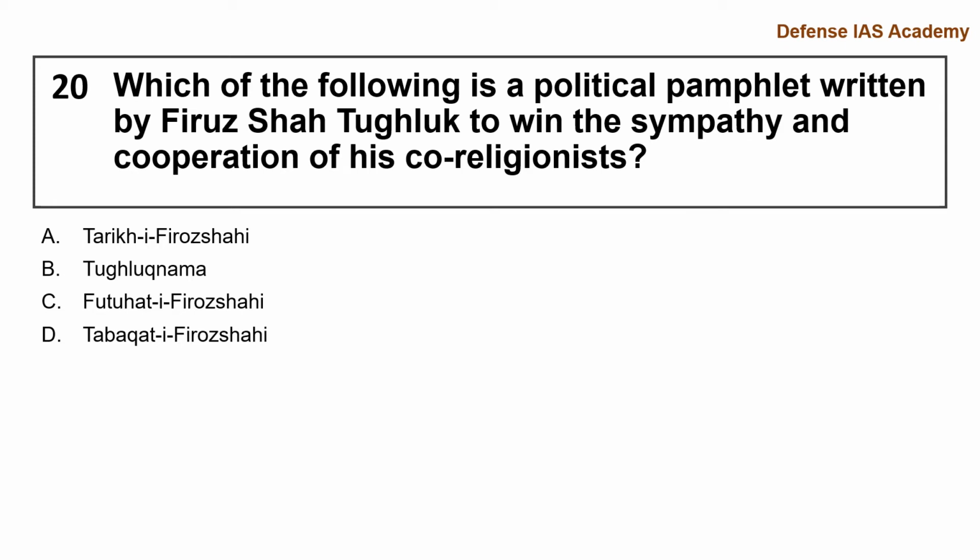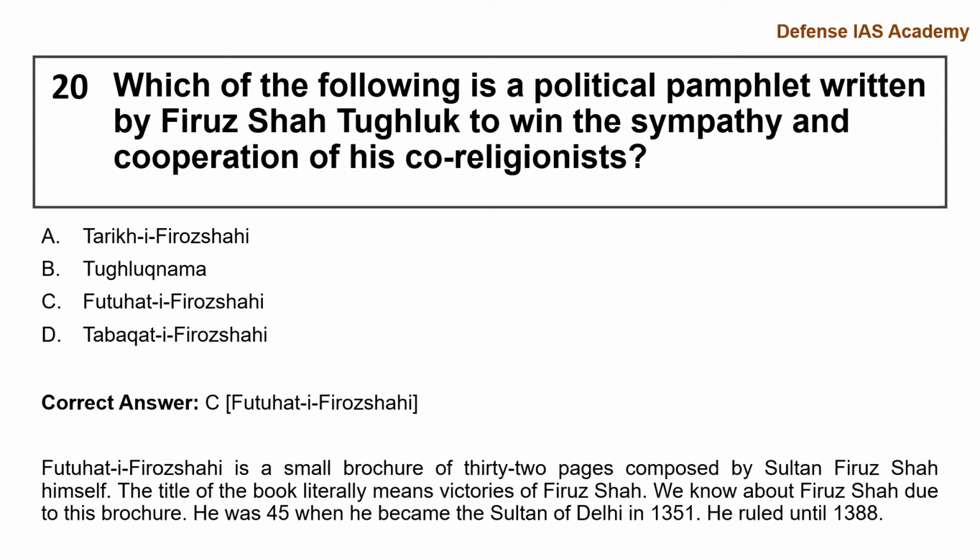Question number 20. Which of the following is a political pamphlet written by Firoz Shah Tughlaq to win the sympathy and cooperation of his co-religionists? The correct answer is option C, Futuhat-e-Firozshahi.